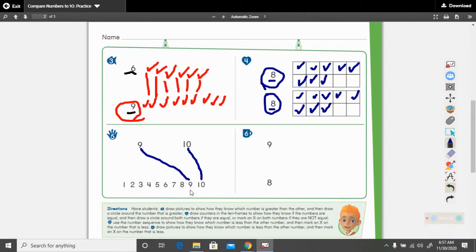Well, down here, the 9 comes before the 10. So 9 is less, so we are going to put an X on the number 9 because it is less than 10.